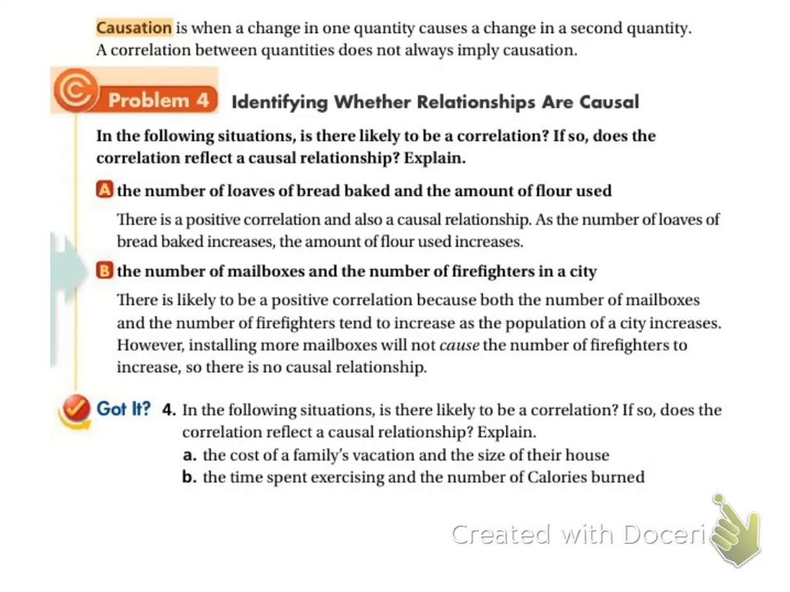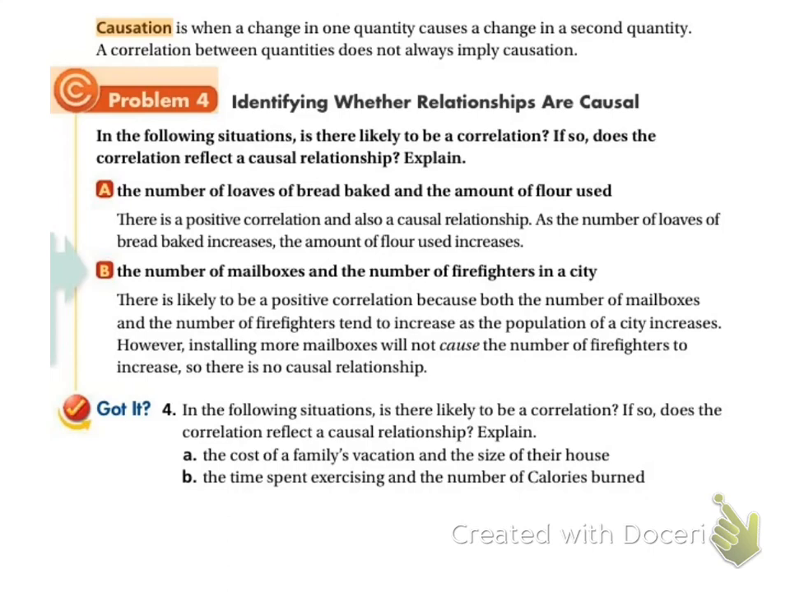So, there's one other thing that we talk about when we're talking about correlation, and that's causation. Just because there's correlation between two different things in a data point in a scatter plot, doesn't mean that they cause each other. So, let's look at our examples down here. They're asking if it is likely that there's correlation, and then do they cause each other?